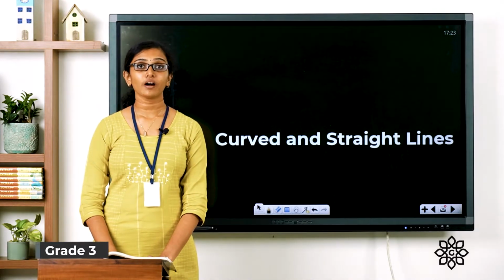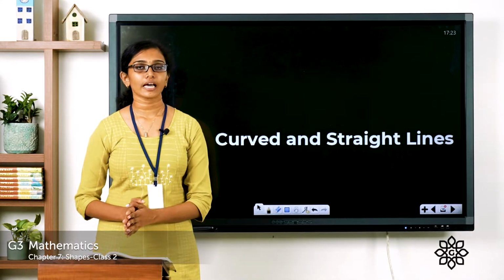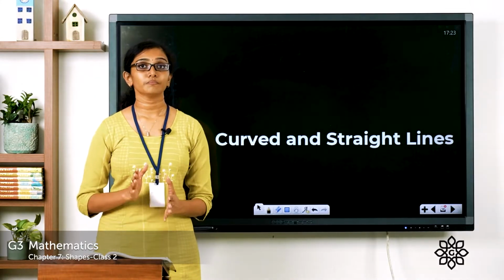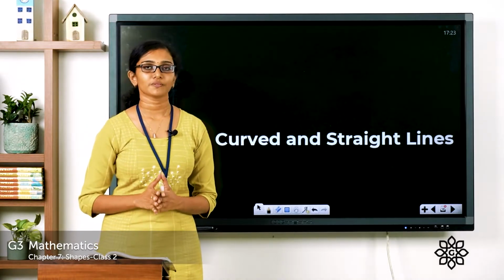We have been learning about shapes. Today let's learn about some lines and some plane shapes. Before we learn more about lines, let's see a few basic concepts first.